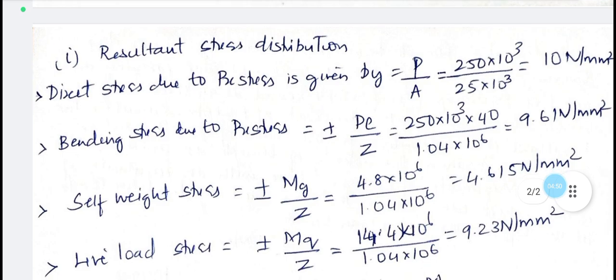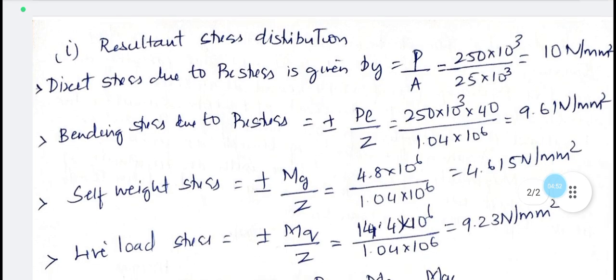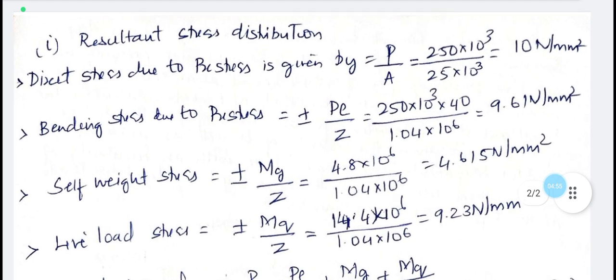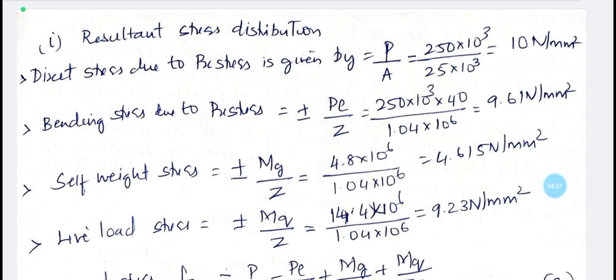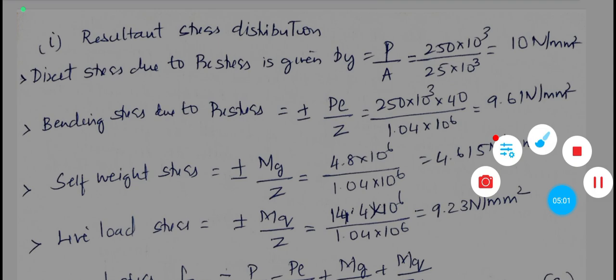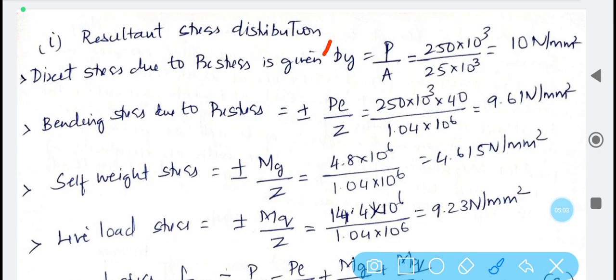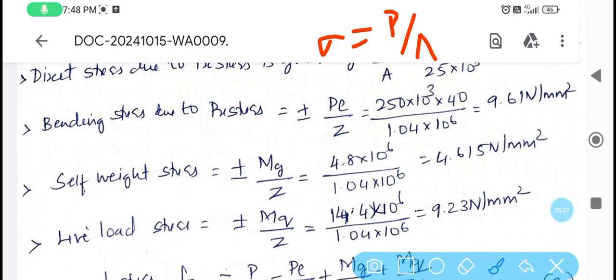And coming to the first part of the problem, it is required for us to calculate the direct stress due to the pre-stress, and it is given by the expression P by A. That P by A is nothing but the general stress expression, sigma is equal to P by A, and accordingly it can be computed.